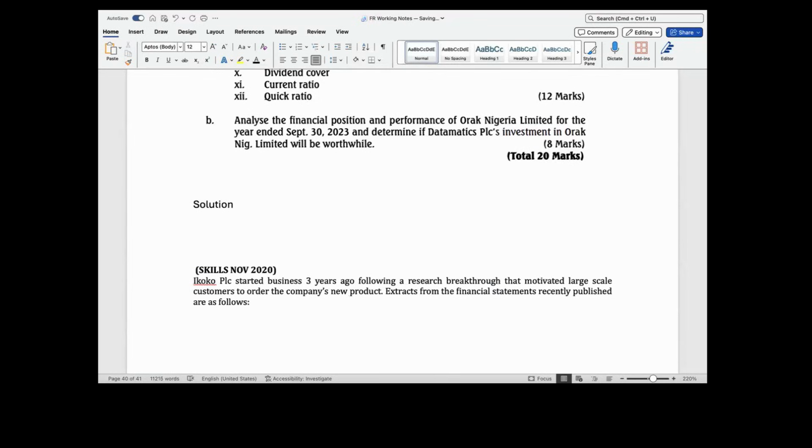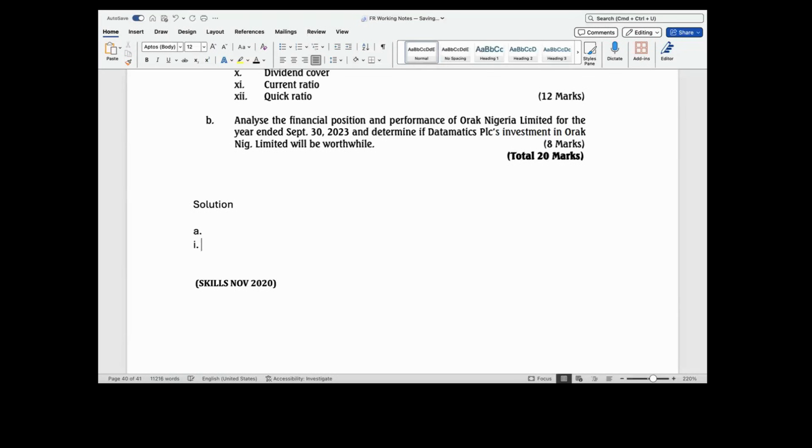So the first ratio here for this A part again is gross profit margin. And always put your formulas in the exam. It's very important. Gross profit margin is equal to gross profits all upon sales multiplied by 100.